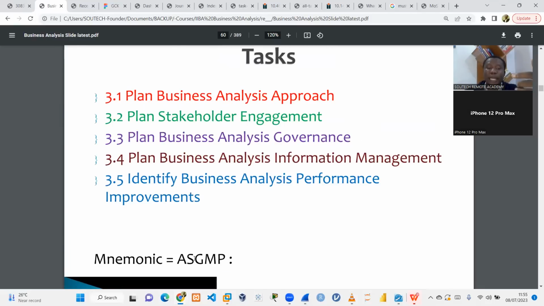So the mnemonic is ASGMP, right? So that's the mnemonic or the acronym for this particular task. So with time, it's not something you need to cram or something you need to put in your head. With time, you get to understand them and see how they are very, very related.